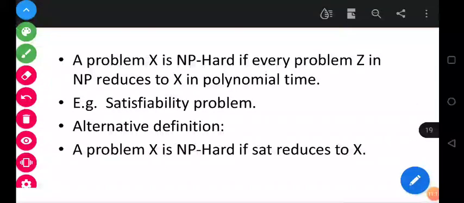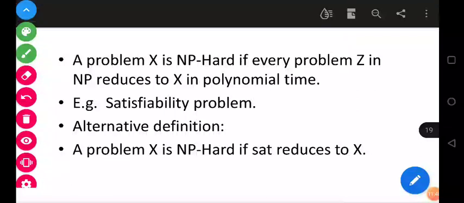An example is the satisfiability problem. Now this is very intuitive. See, satisfiability problem means a logical formula. Now every problem can be represented as a logical formula. So if we can find a solution to this logical formula, we can also find a solution to the original problem. Hence, every problem in NP reduces to the satisfiability problem. Hence, the satisfiability problem is an NP hard problem.